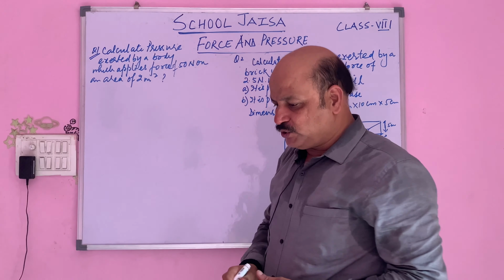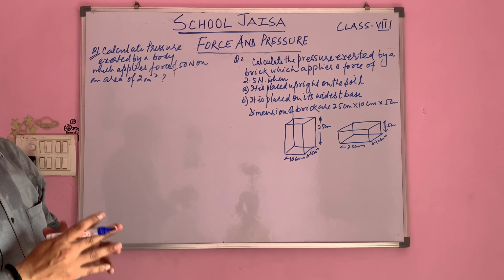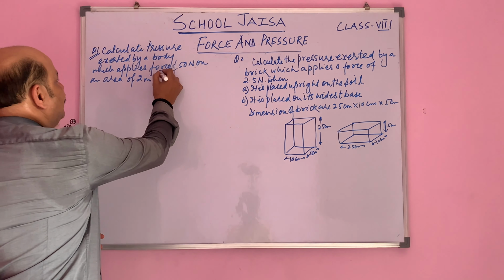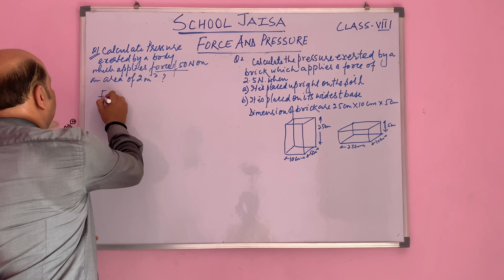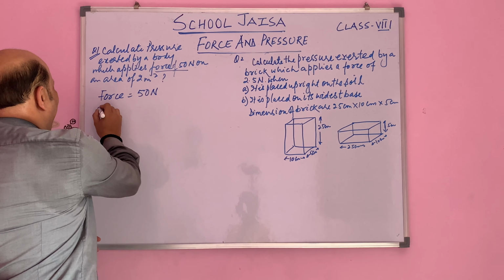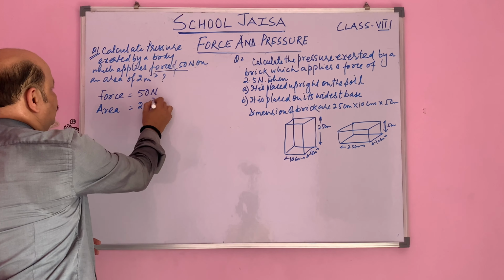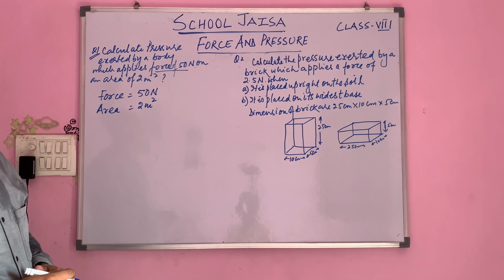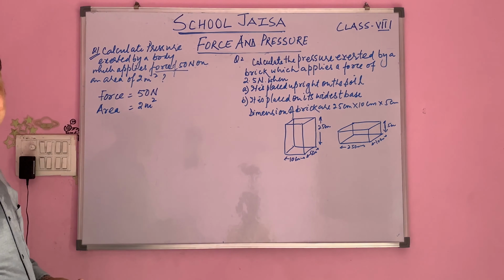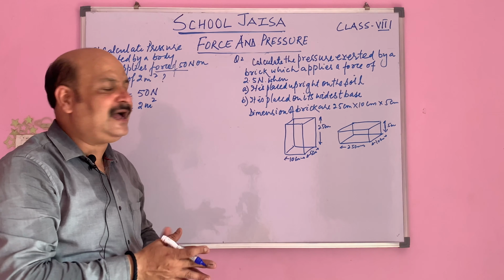Okay, so what do we see over here is given and what we have to find out. Here the force of 50 Newton is given, so we will write force equal to 50 Newton, and the area on which the force is acting is also given, which is 2 meters square. So it's very easy. Simply you have to put the values in the formula and you will get the answer.